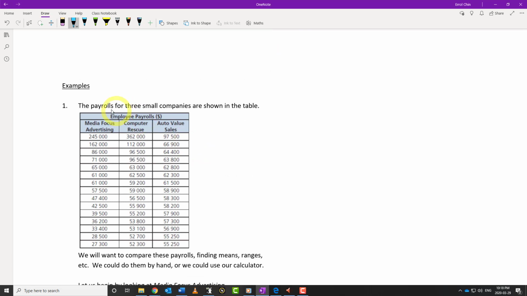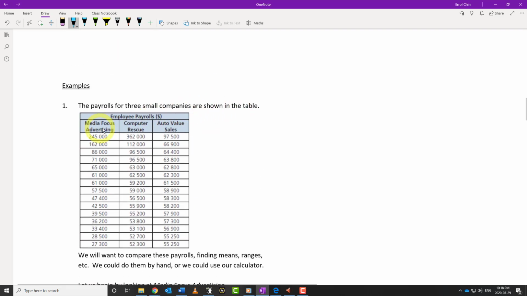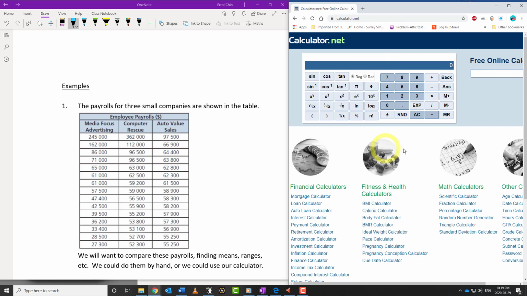It says here the payroll for 3 small companies is shown in the table. We have one called Media Focus Advertising, one called Computer Rescue, and one called Auto Sales. What we want to do is find the means, the ranges, the modes, etc. Okay, so what I'm going to do is show you a website that you can use. It's called calculator.net. There's a series of math calculators. I'm going to hit what's called the standard deviation calculator.